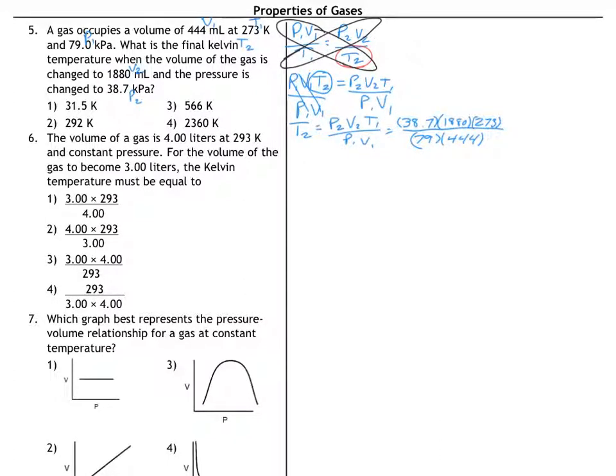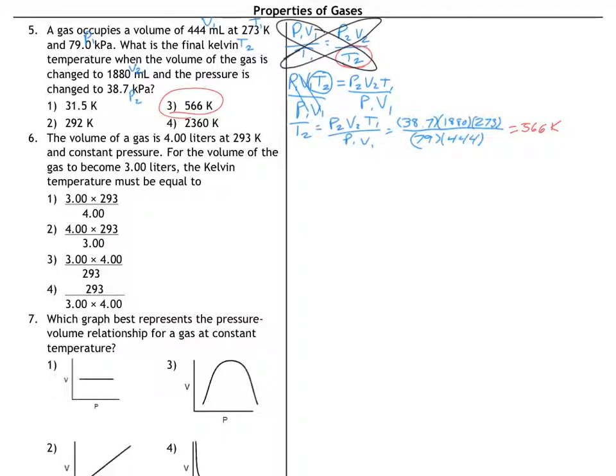So I got these values after I substituted, and now we just need to solve. And I got 566. This is a temperature, so that's a Kelvin unit. And 3 is the best answer. All right, we're on a roll.